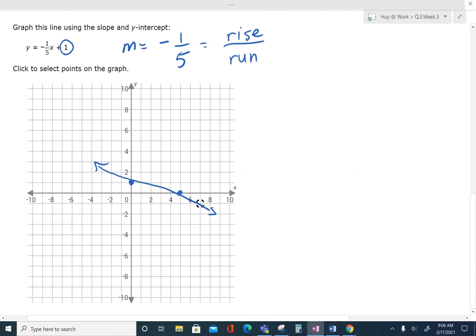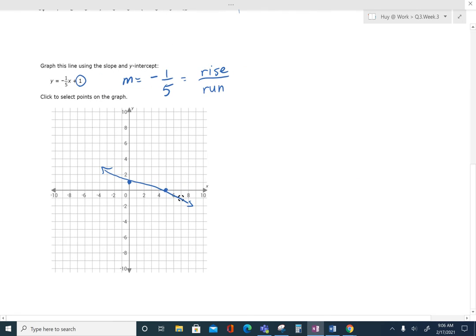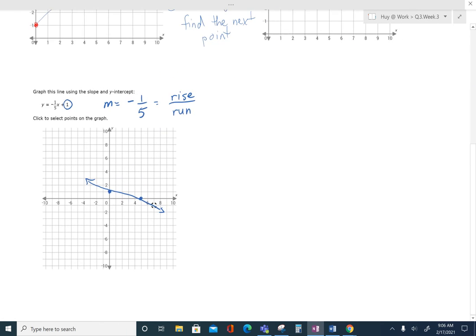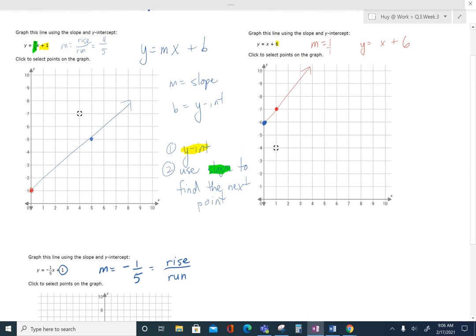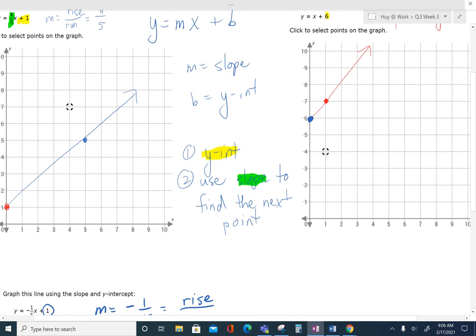All right. I hope that makes sense to you. You need your 2 points, starting with your y-intercept, or you can use another point, because the graph has 2 points, and then using the slope to find the next point.